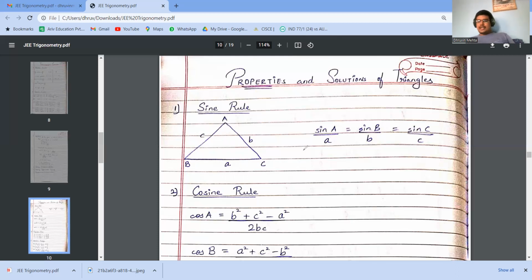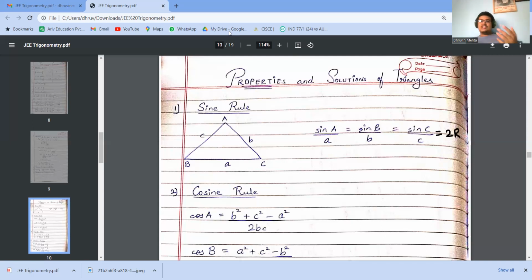So the sine rule says that sine of the angle A is going to be proportional with the side opposite to it. Proportional meaning ratios will be equal. So sine A upon a, sine B upon b is equal to sine C upon c. That is the sine rule. And just to take this a little bit further, this is actually equal to 2R. It's always equal to 2R.